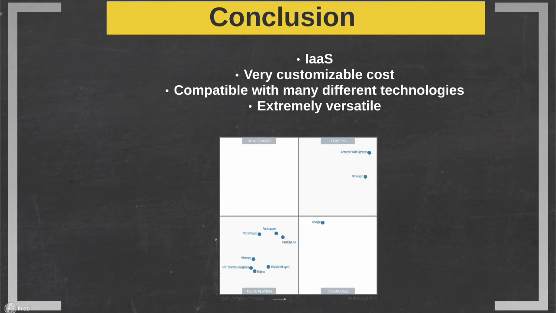In conclusion, Amazon EC2 is infrastructure as a service, and it has very customizable costs with fractions of cents per hour to $60 per hour. It's compatible with many different technologies and is extremely versatile.